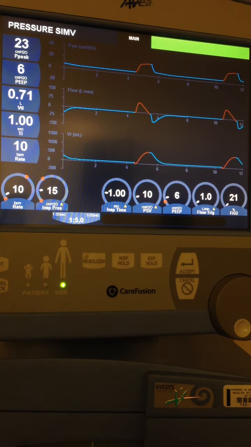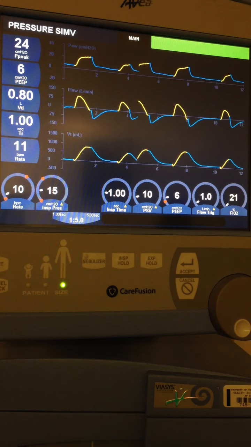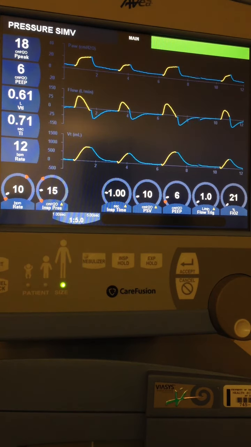So if they have an increased flow, and we are in a pressure control mode, and we have a set I time and a set rate, our flow is the only variable that can change. So with a patient with a strong drive to breathe, we are going to see an increase in our tidal volume. So increased flow will increase our tidal volume.